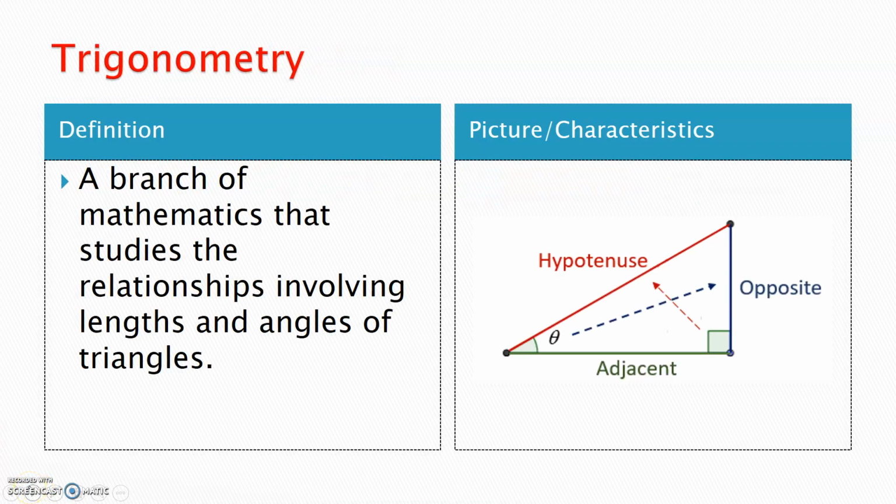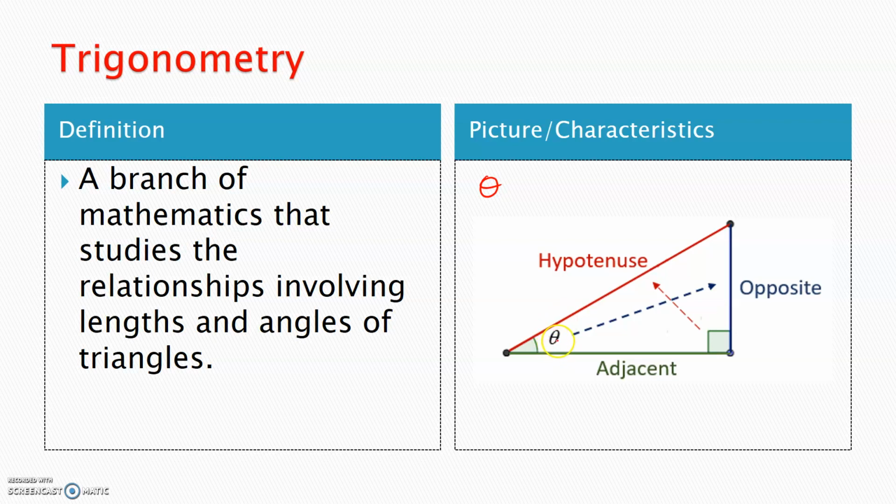Yesterday we said, hey, trigonometry is a branch of mathematics that studies the relationship involving lengths and angles of a triangle, specifically right triangles in this case. Now, yesterday I talked about this important little circle here, which is called theta. It has a little line across it, and it looks like this when you draw it yourself. This is what we call our reference angle.